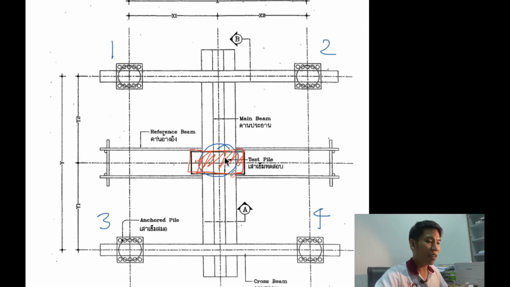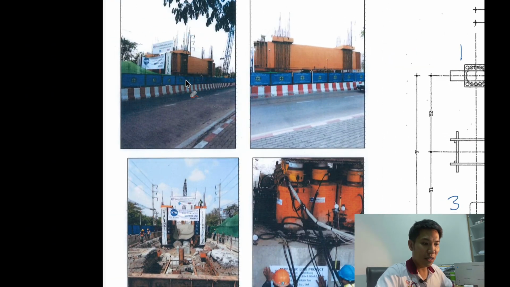The dimension of this barrette is about 1.3 meters to 2 meters. You can see the 1.3 meters to 2 meters. And this one is the actual test site in Bangkok. It's a test site for the MRT Pink Line project.